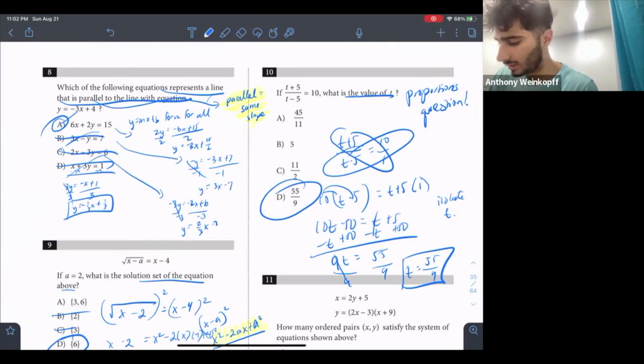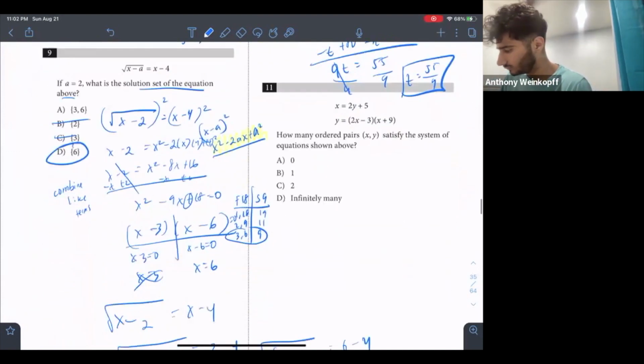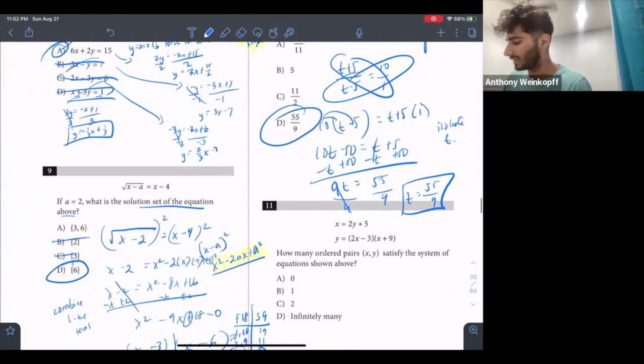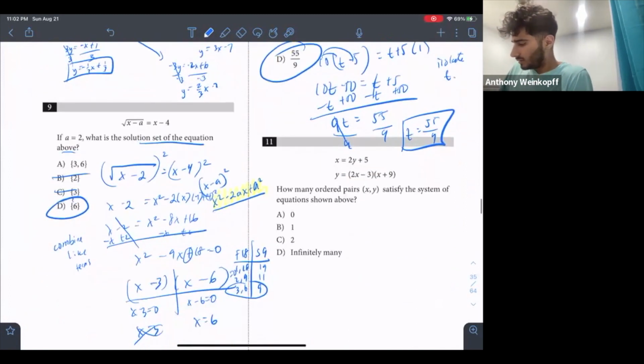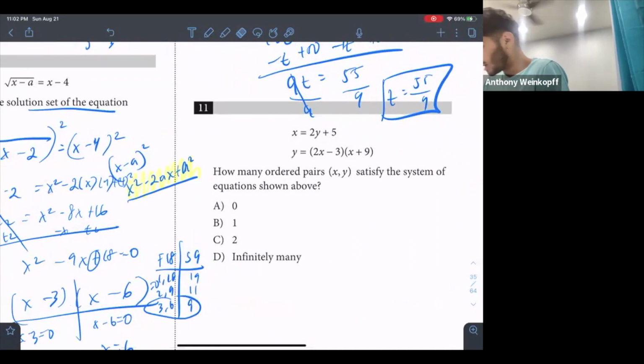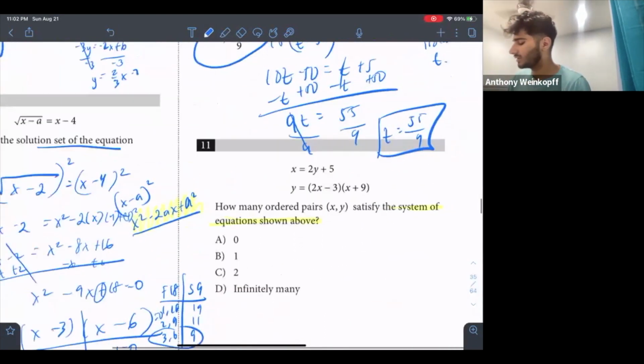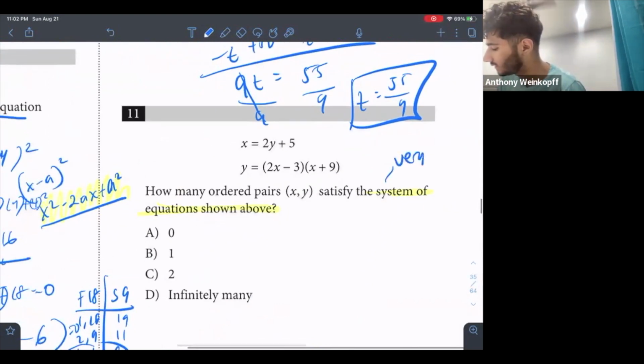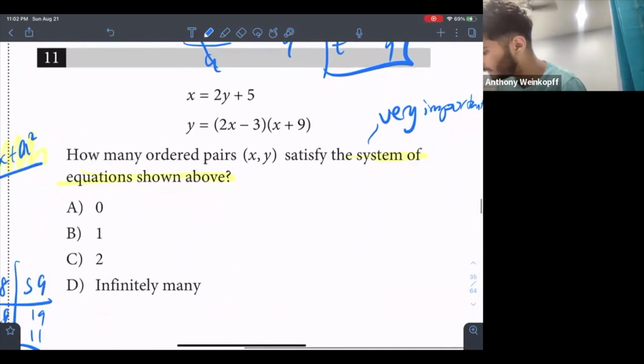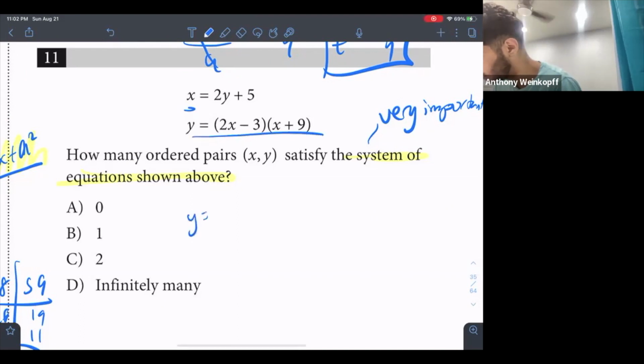And now question 11. How many ordered pairs (x, y) satisfy the system of equations above? So notice how there's a trend with system of equations problems. I think this is the third one, or second one, but you just have to know system of equations are very important on the SAT. So they give you a value of x, which is 2y plus 5, and then they give you two binomials. y is equal to (2x minus 3)(x plus 9).